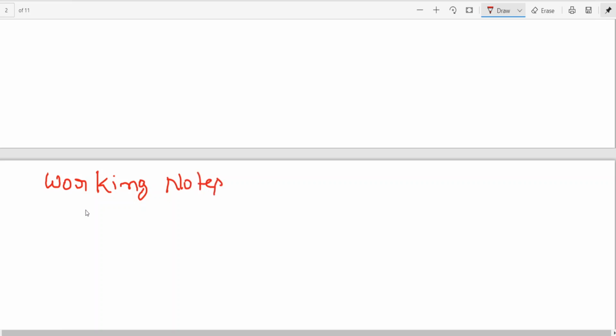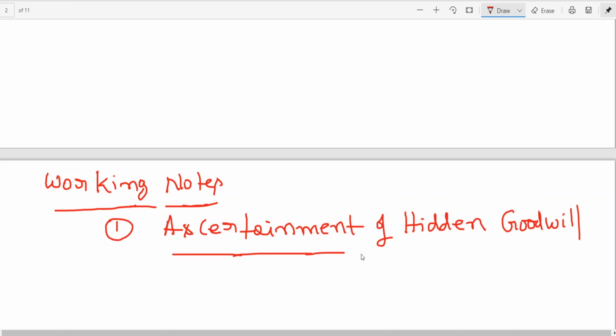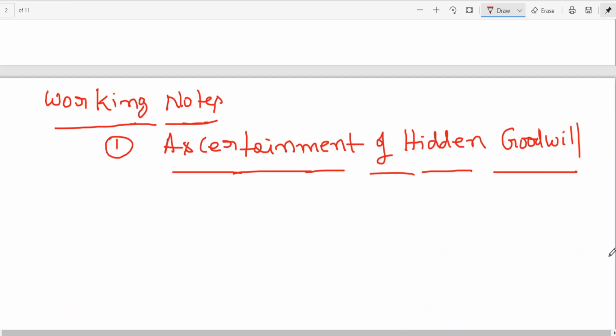Here I am starting the working notes: ascertainment of hidden goodwill. So we have three steps, my dear friends. How to calculate?